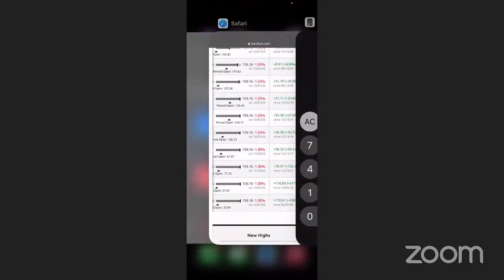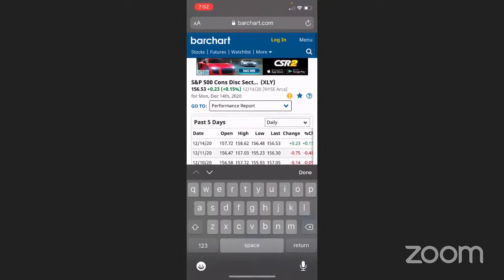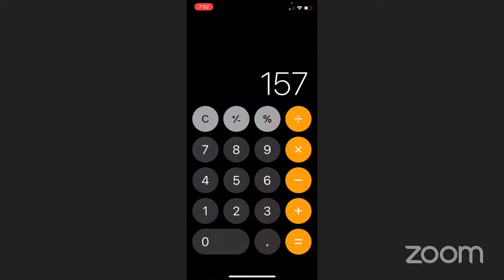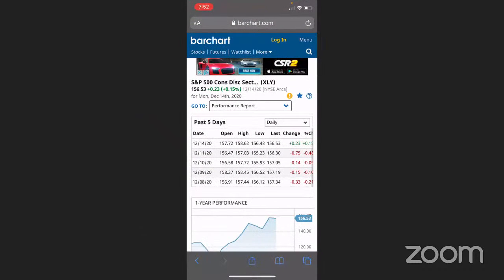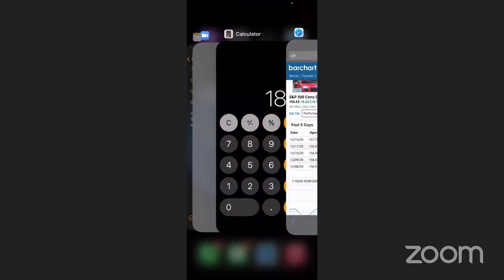I'm going to do 29 plus 157. So 157 plus 29 gives us a 186 strike. That's with a 20% correction. Now, if we were to do a 10% correction, it's going to change the strike a little bit.